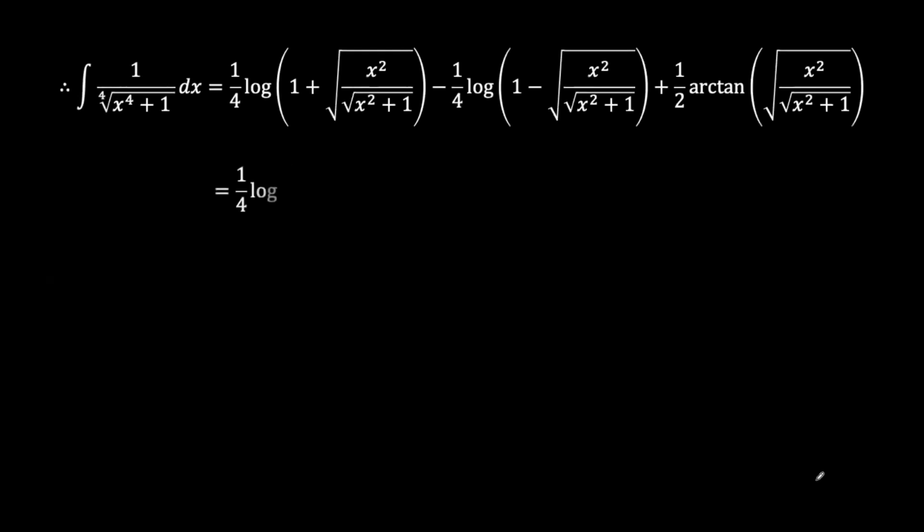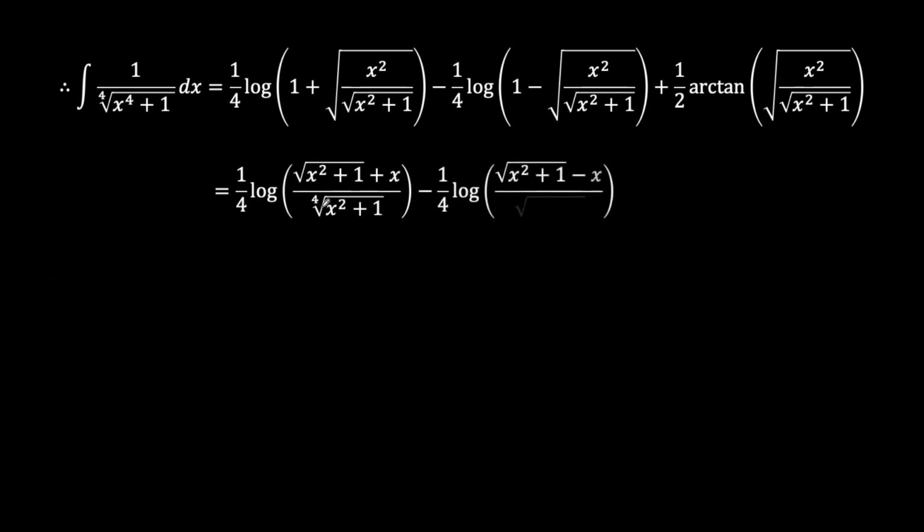So the next thing is we can express this as a common base, and therefore the square root becomes the root to the power 4. And so here we have the 4th root of x squared plus 1 plus x minus a quarter. This is also the 4th root. We apologize for that mistake.